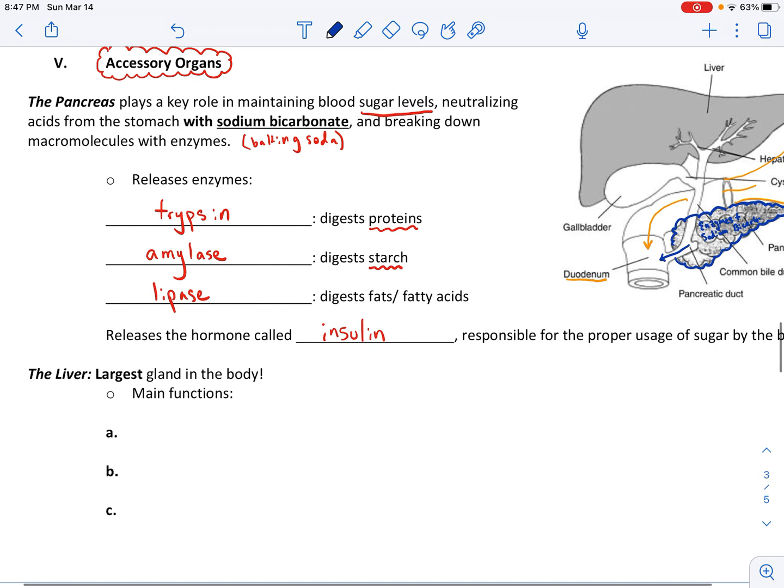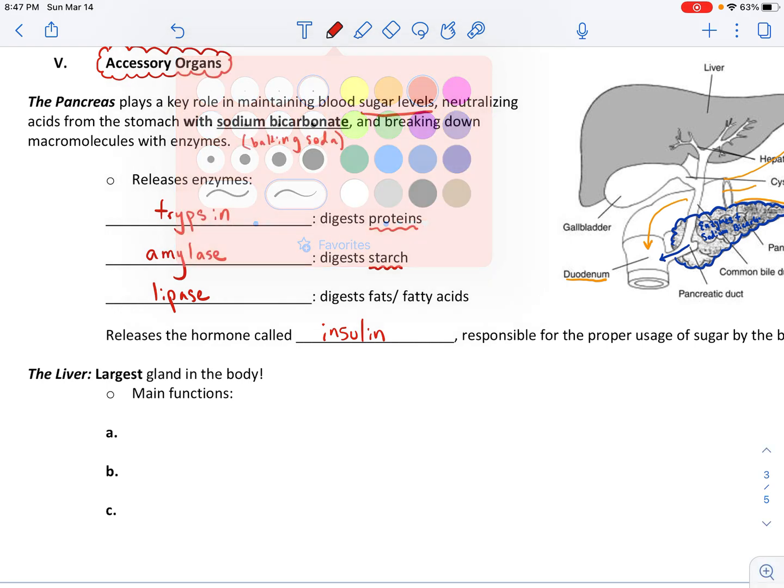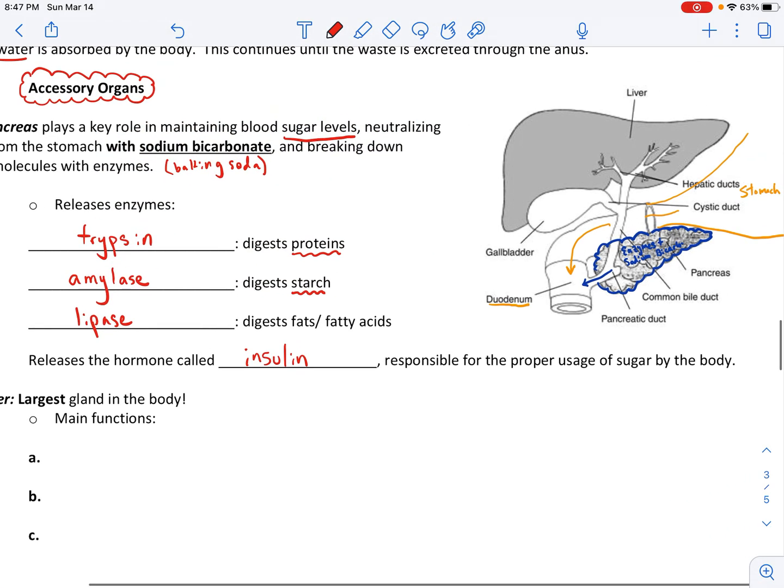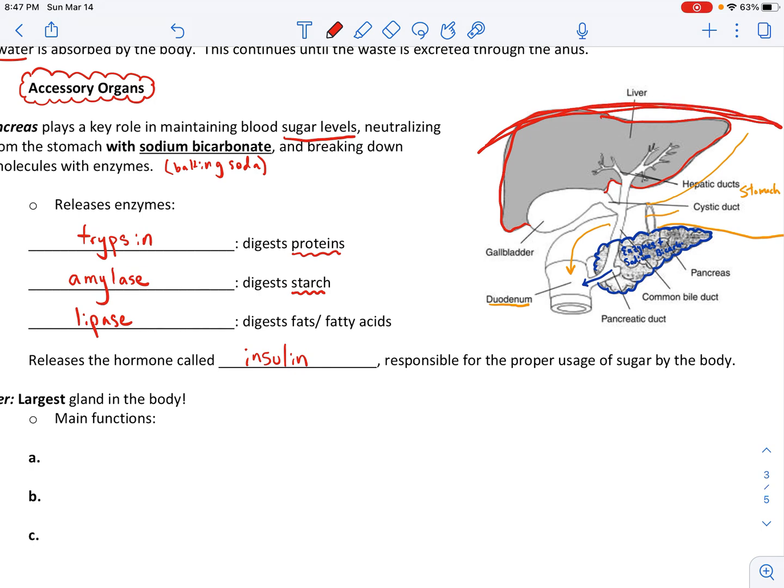The other accessory organ is the liver, and the liver is a very complex organ. I'm going to outline the liver over here in red. It's very large, and it sits right under your diaphragm, which separates your thoracic or chest cavity from your abdominal cavity. So your lungs would be up here, and the liver would sit right underneath it.